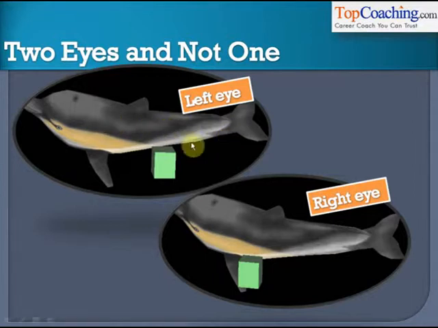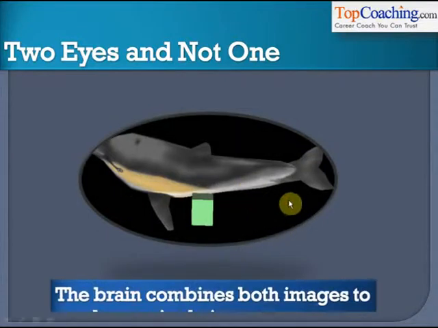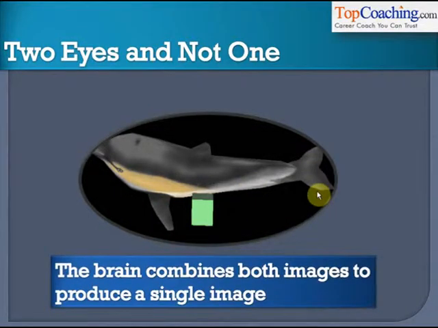We see just 1 image, but the left eye forms a different image and the right eye forms a different image. Here you can see that if you look at this whale, the left eye and the right eye are slightly seeing different things. The left eye is seeing the block to the right, while the right eye is seeing the block to the left. But the brain combines these images and forms one final image, and this image is the most accurate perception of reality. Understood? So having 2 eyes helps us do this.